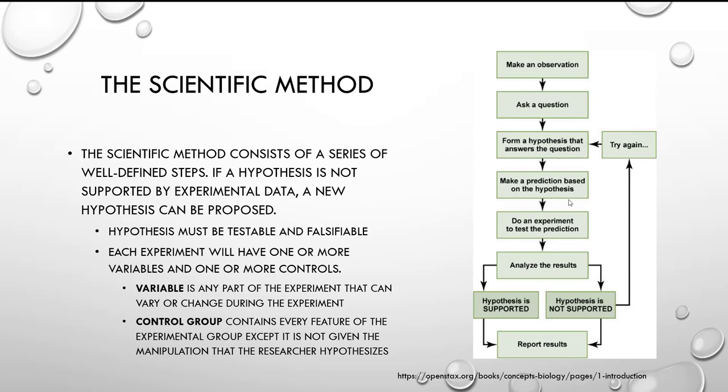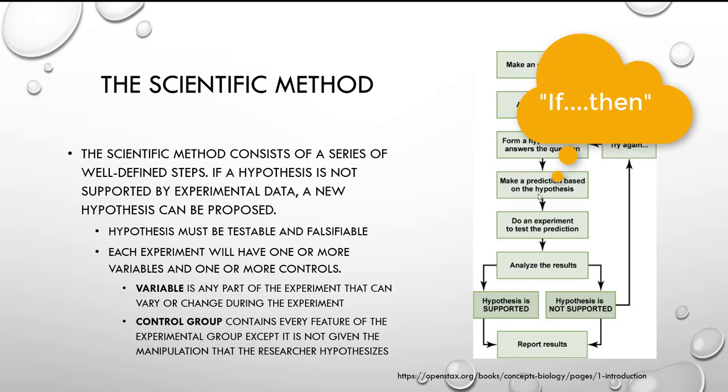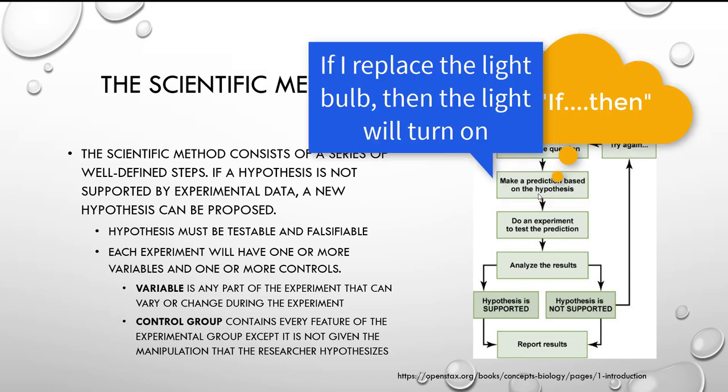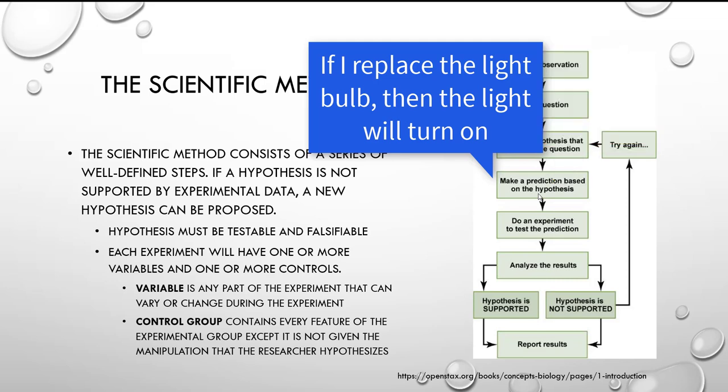Next we make a prediction based on the hypothesis. Usually predictions are in the if-then format. If I replace the light bulb with a new light bulb, then the light will come on. Pretty simple. Then I'll do the experiment to test the prediction.